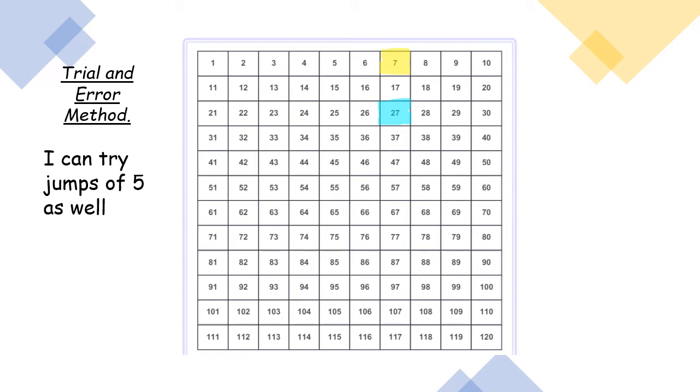Well, if 2 worked, what about 5? 5 might work. Maybe it will. Maybe it won't. Let's try. Start at 7. 1, 2, 3. Jump here to 4, 5, 12. Another 5. 1, 2, 3, 4, 5.